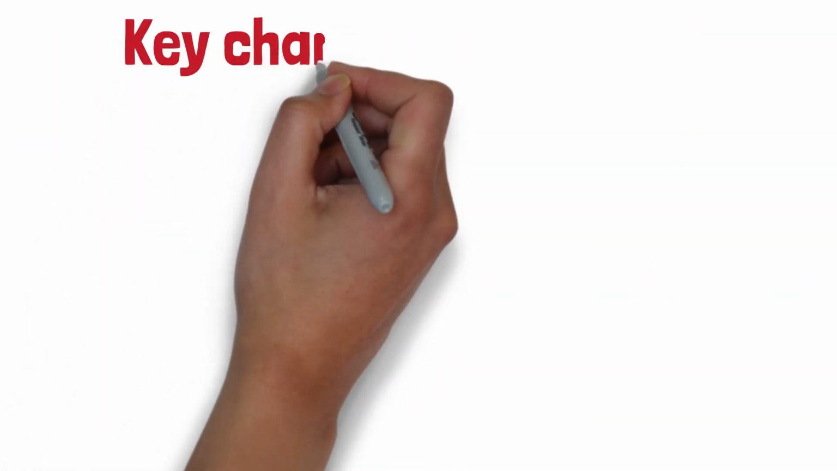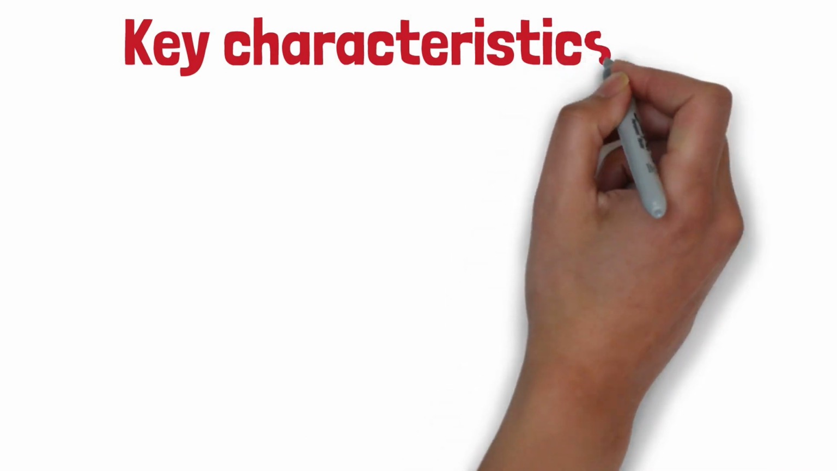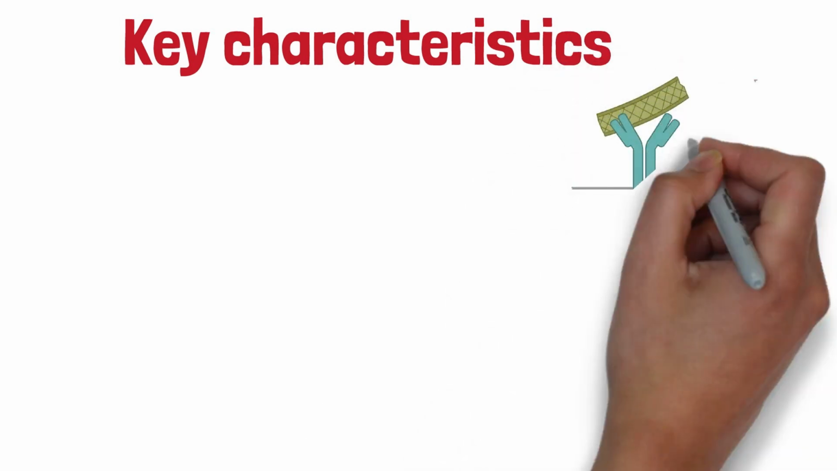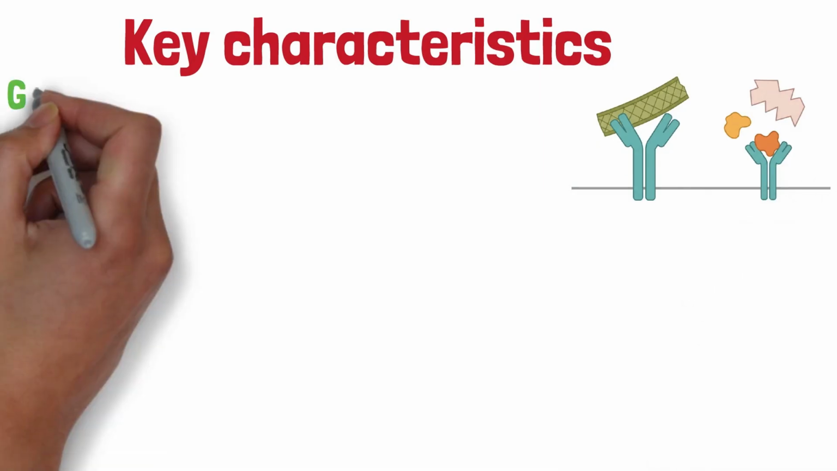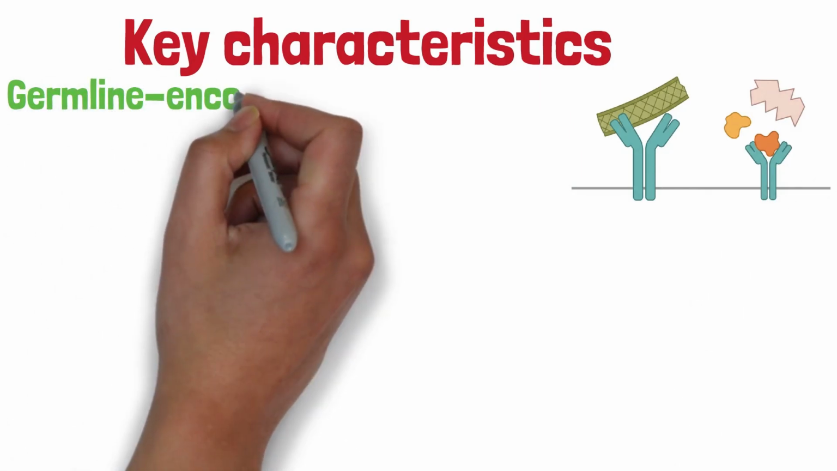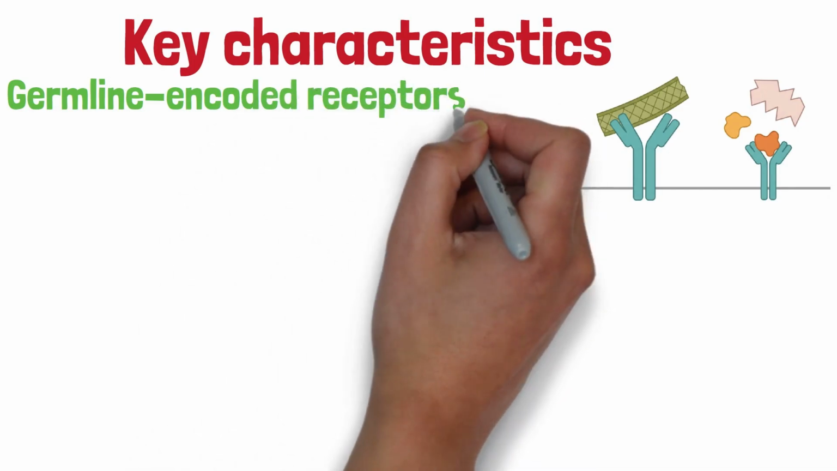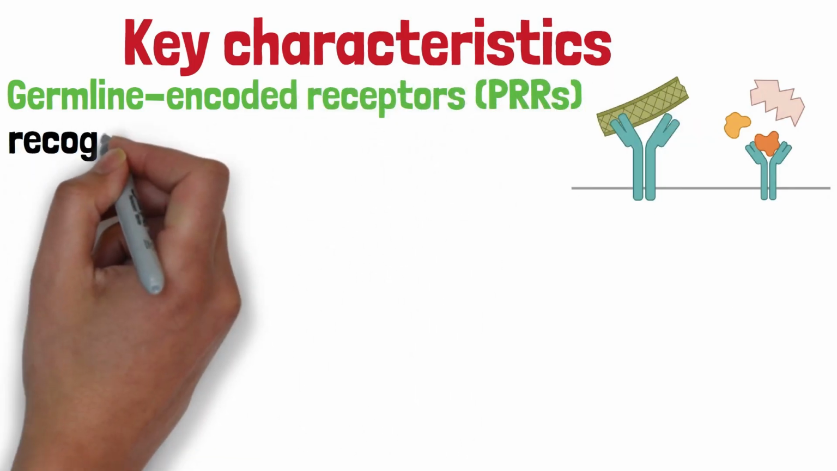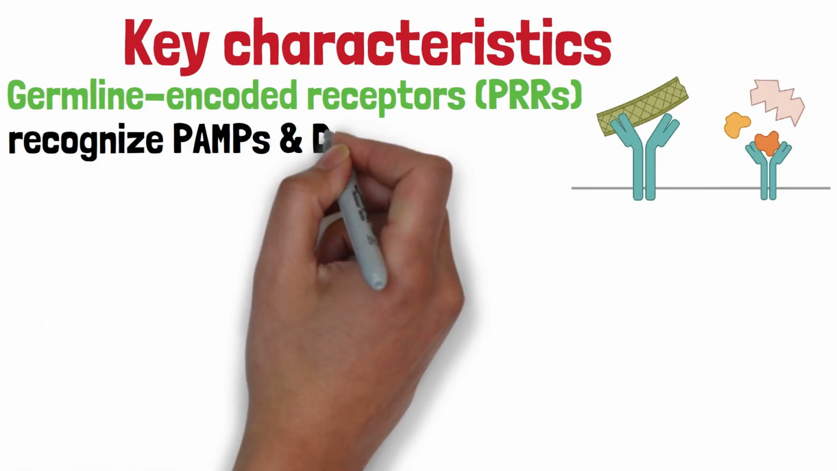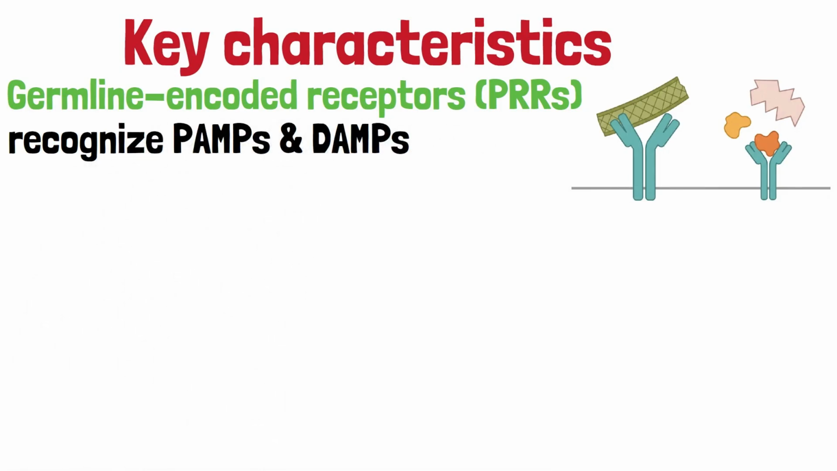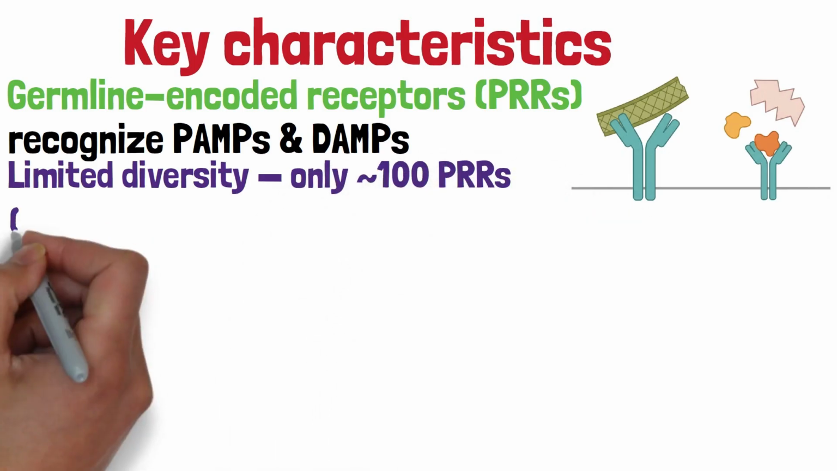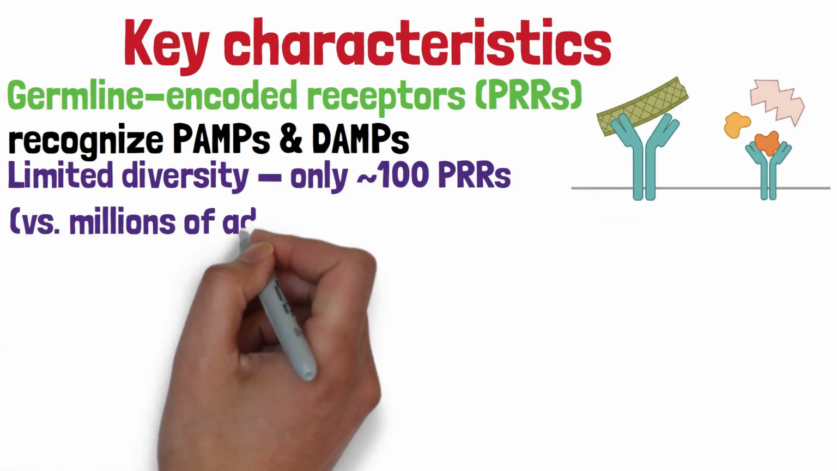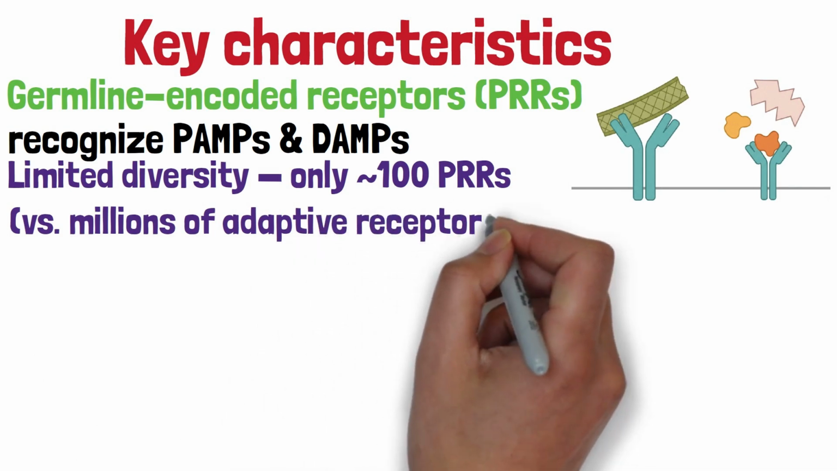So, what actually makes innate immunity work the way it does? It comes down to a handful of key characteristics, and this is exactly where exam questions like to test you. First, the receptors are germline encoded. These are pattern recognition receptors, or PRRs, and they recognize pathogen-associated molecular patterns and damage-associated molecular patterns, PAMPs and DAMPs. Because these receptors are fixed from birth, diversity is limited. There are only about 100 PRRs, compared to millions of possible adaptive receptors.